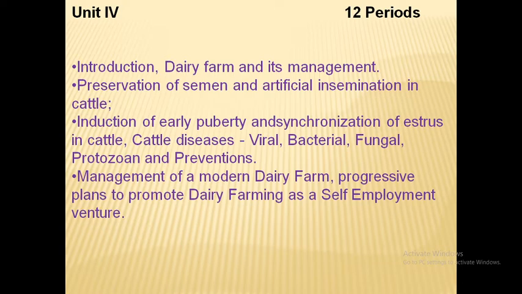Second one is related to artificial insemination and preservation of semen in cattle, for the process of fertilization and to get good quality dairy cattle, that is, good species and varieties of cows and cattle in your farm.